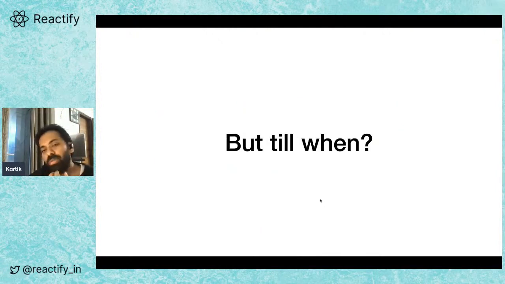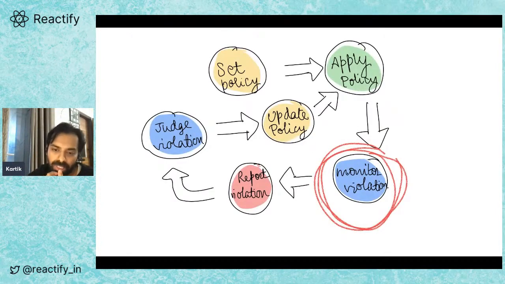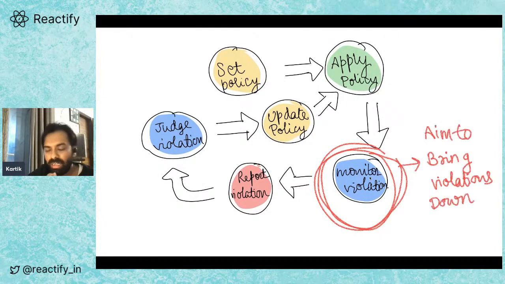But there should also be an endpoint, where you should stop. So basically, this monitor violation is the part where you need to make sure that you are aiming to bring the genuine violations down. So with time, you should also think that, okay, the violations should come down and down, and you should have a trustworthy enough policy now. Okay, so this is just the reporting mode.